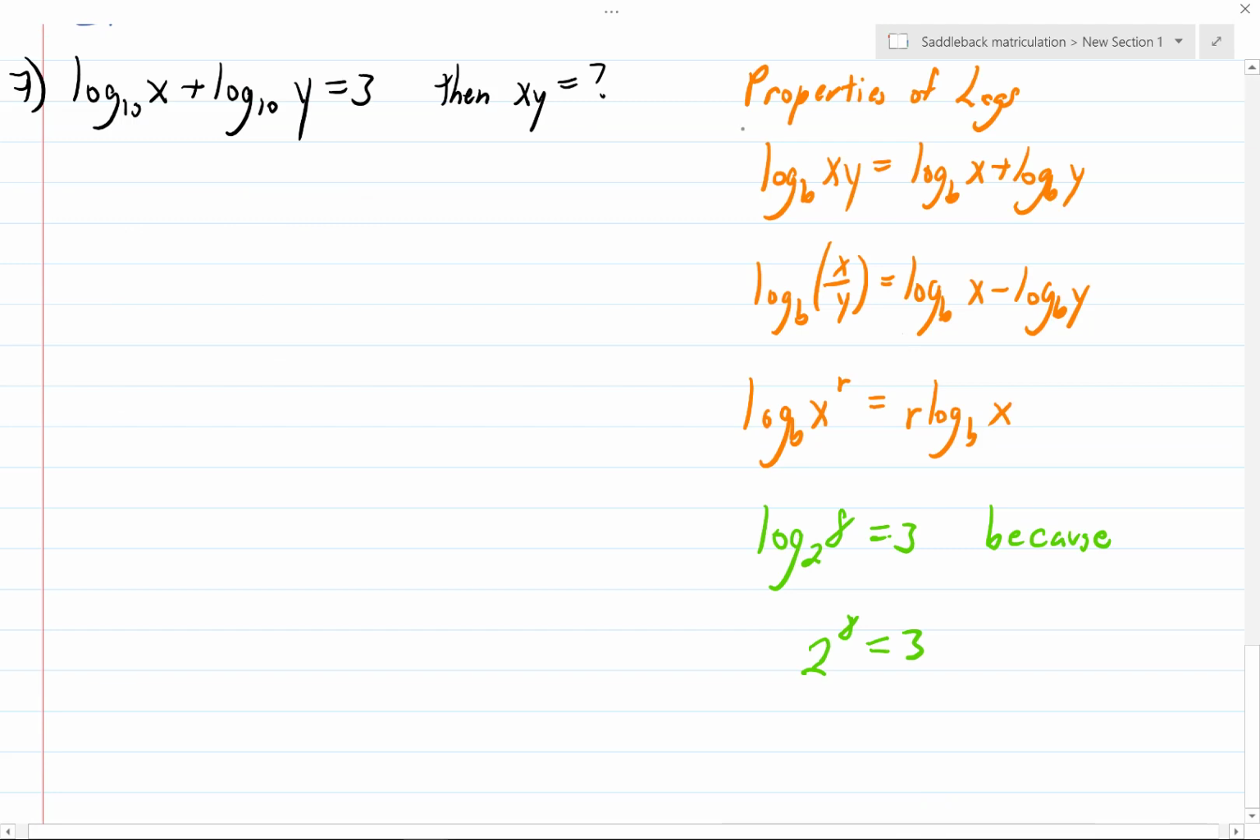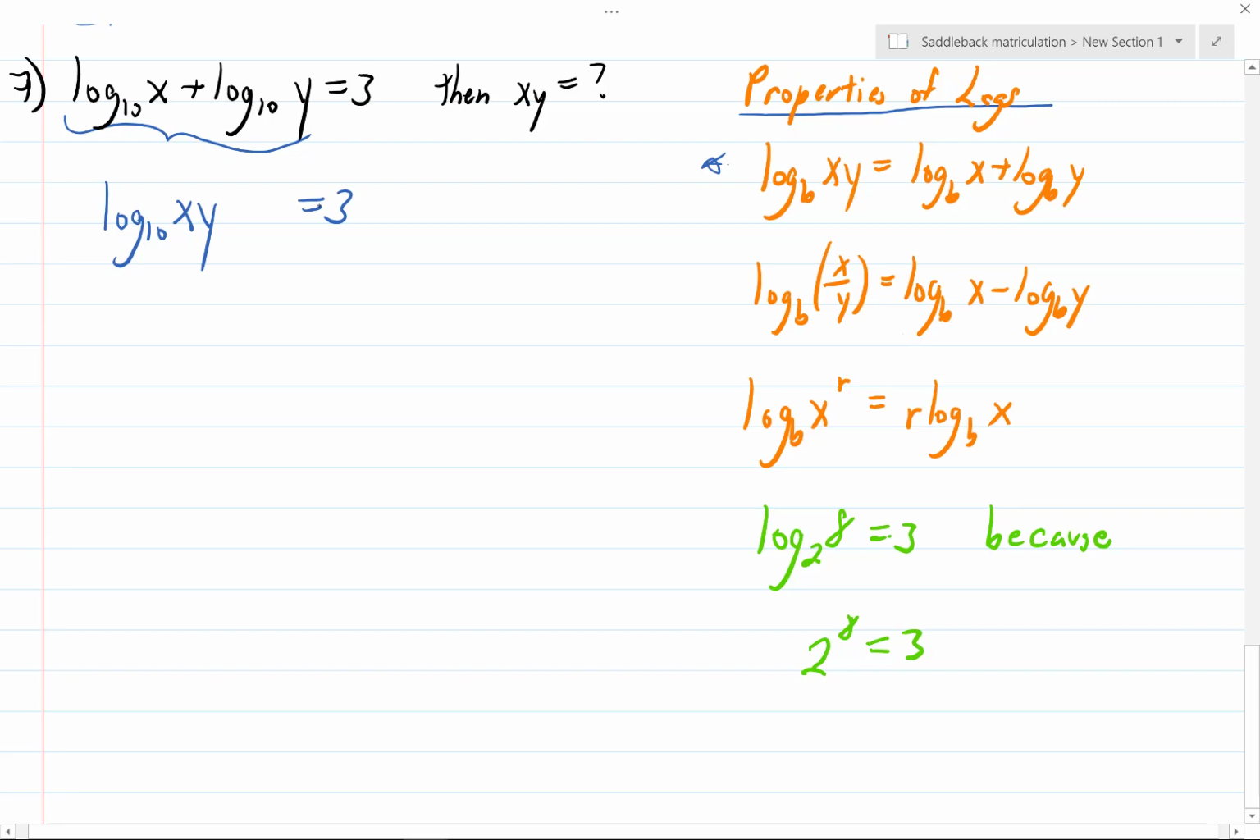All right, so I wrote all our properties of logs here. The only one we're going to be using in this equation is this first one. If I have the log of a sum, so I have log of x plus the log of y, I can smush that into a single log, the log of the product. So this left side I can make simpler by saying this is the log base 10 of x times y.